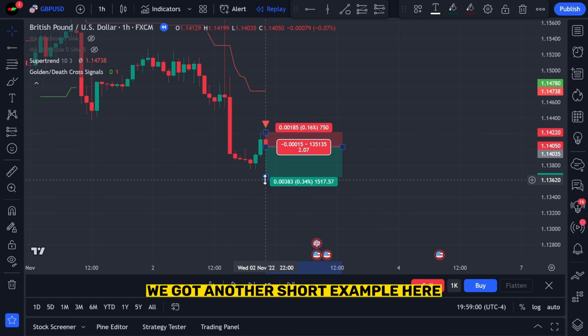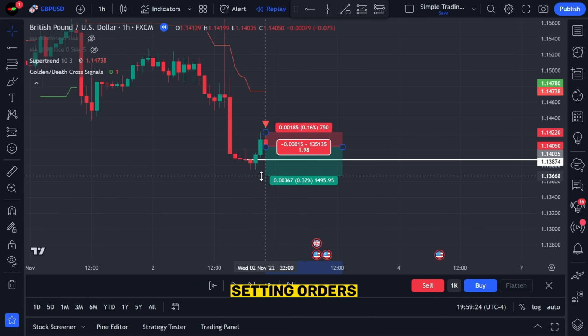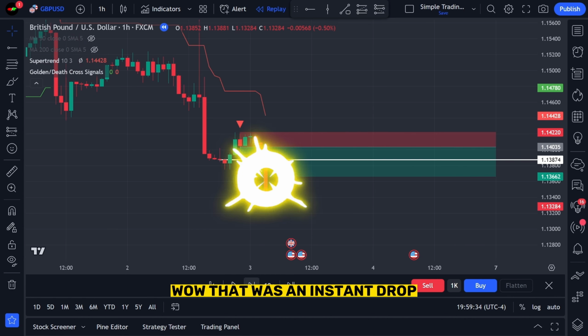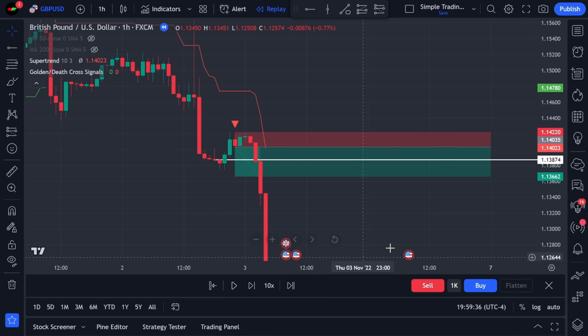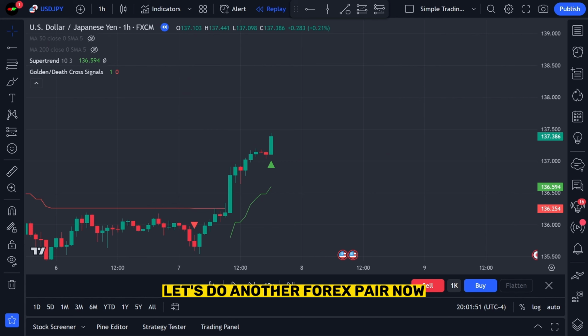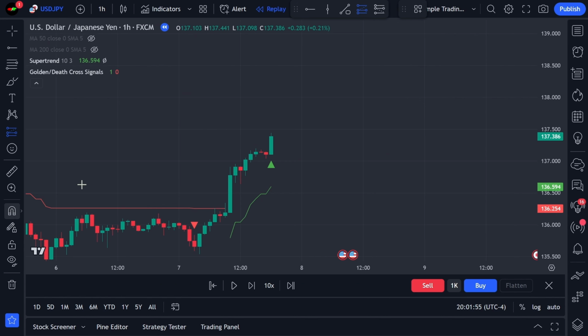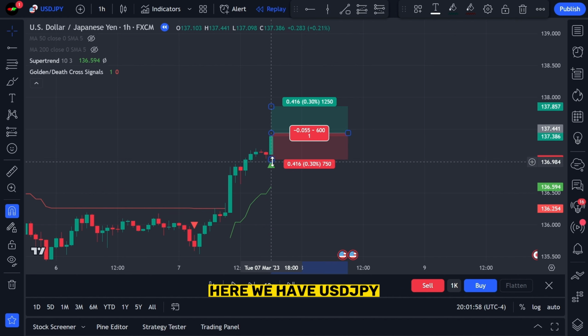We got another short example here. Setting orders. Let's see now. Wow, that was an instant drop. What a winner. Let's do another forex pair now, so I can show you this strategy can be used on all pairs. Here we have USD/JPY.